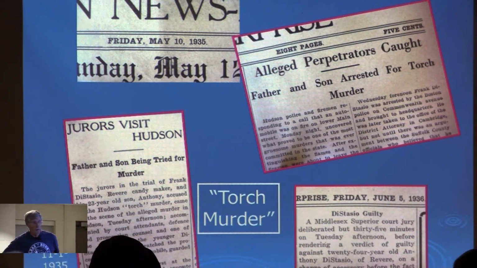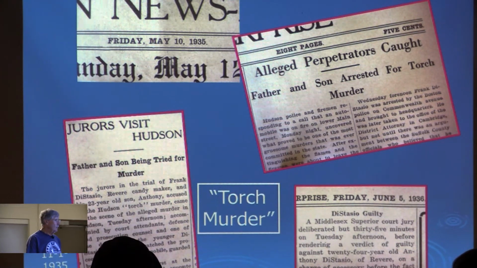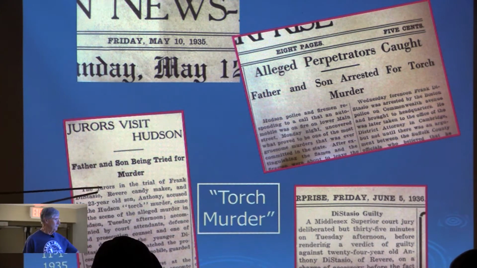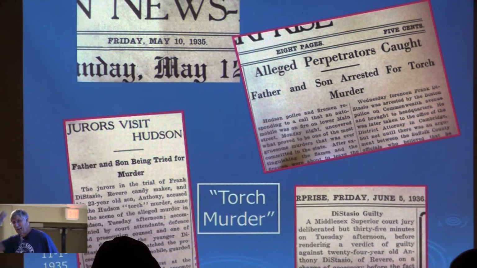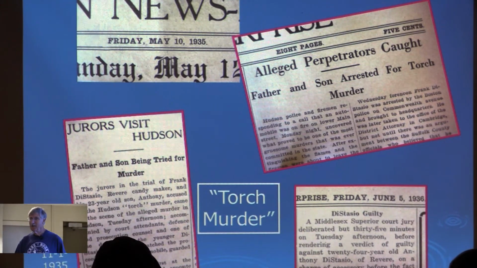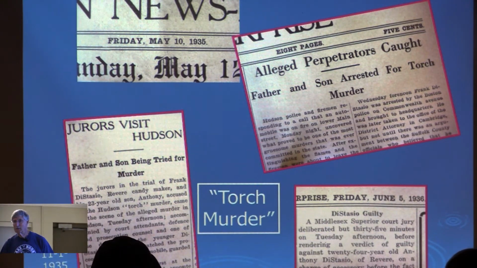The second murder, this was the so-called torch murder. This was pretty bizarre. Frank DiStasio from Revere. He certainly was from Revere with a name like that. He and his son, or at least dad, wanted to collect life insurance. So he was in Boston, picked up a guy he either knew or didn't know somewhere in the West End.